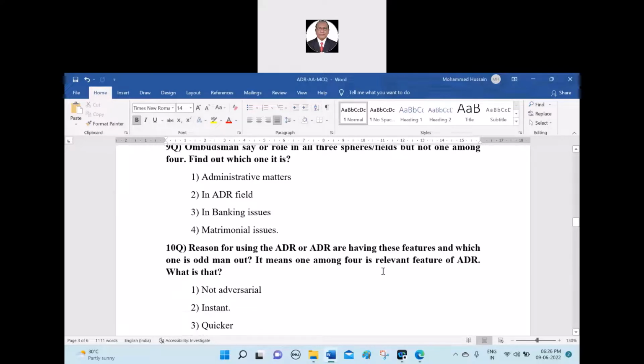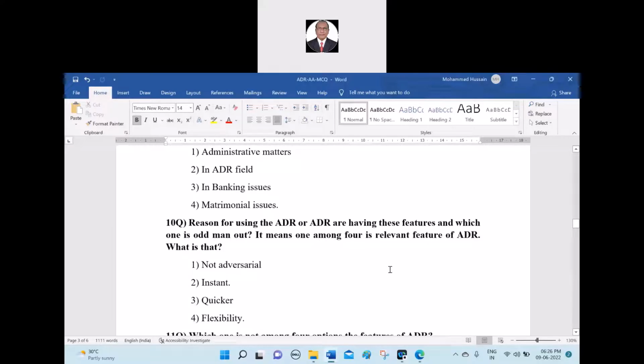Okay, 10th question. Reason for using the ADR. ADR has these features, and which one is the odd man out? It means one among four is not a relevant feature of ADR. Not a relevant feature of ADR, that is the right word. What is that? Not relevant, the others are relevant. ADR features, one is not relevant among the four.